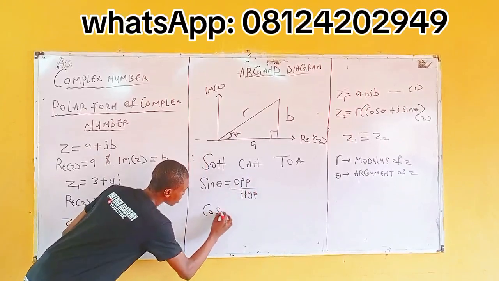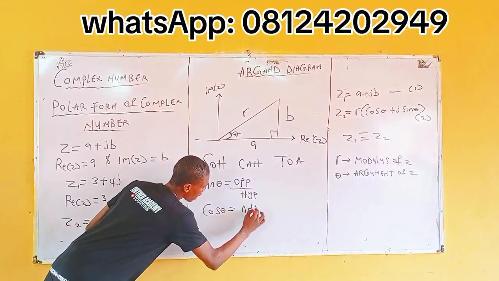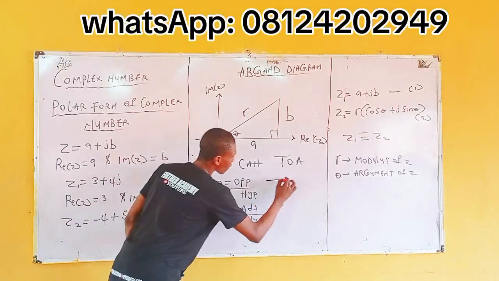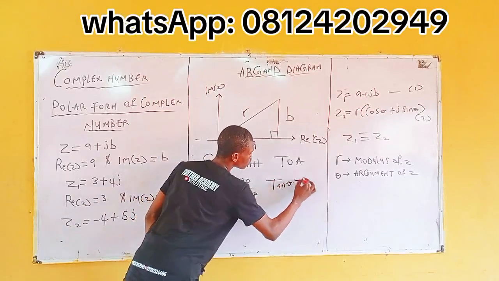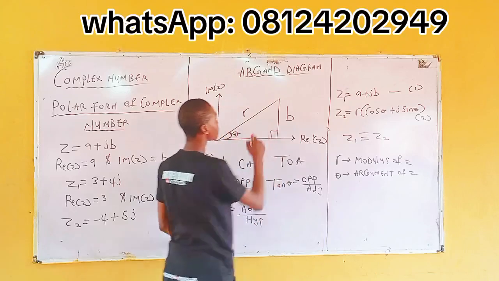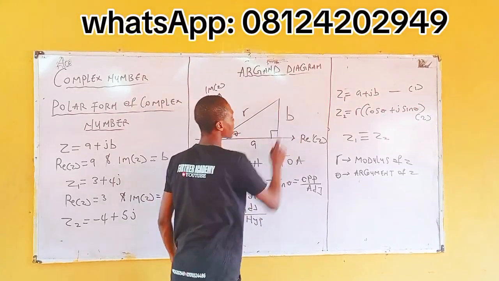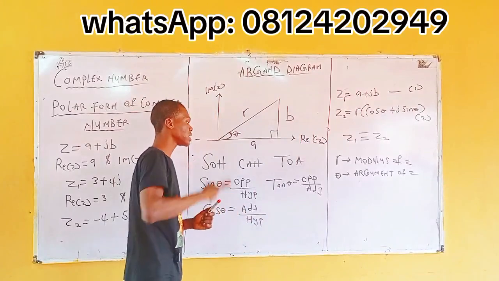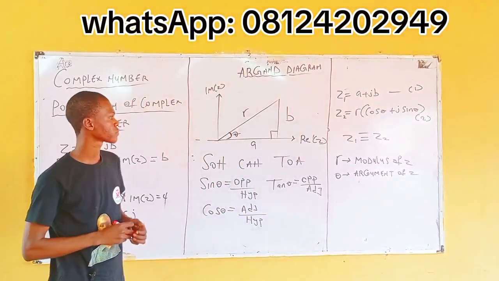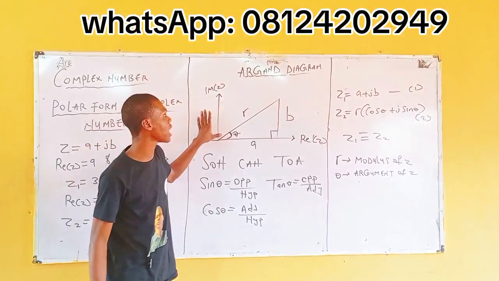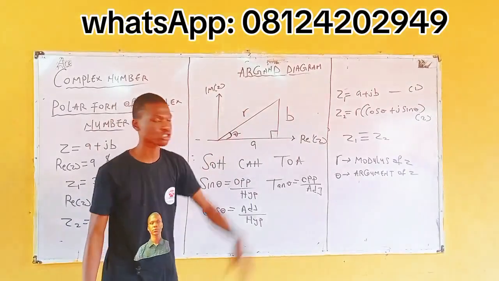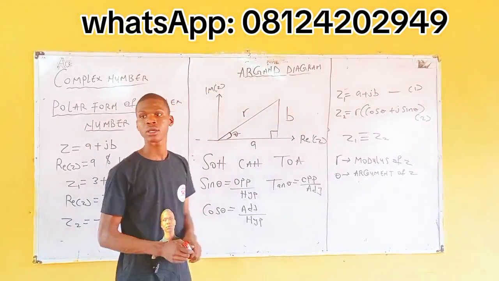Your cos theta is equal to what? Adjacent over hypotenuse. Your tan theta is equal to opposite over adjacent. Now from here, identify your opposite, adjacent, and hypotenuse from what we've drawn. First things first, let's identify our opposite, adjacent, and hypotenuse from this illustration.